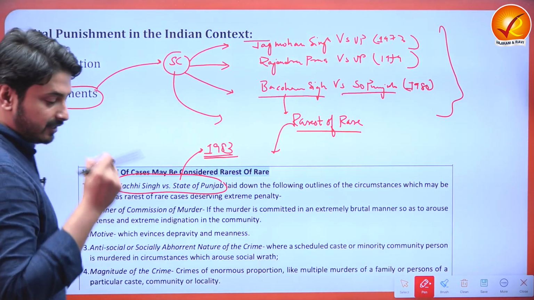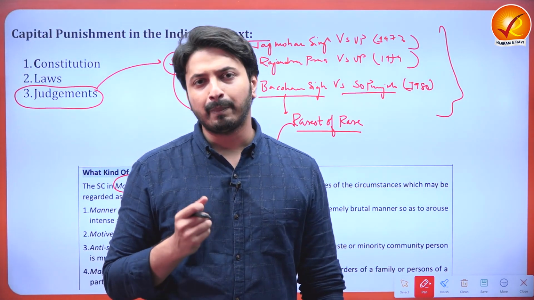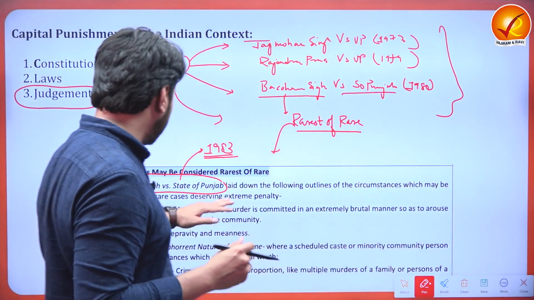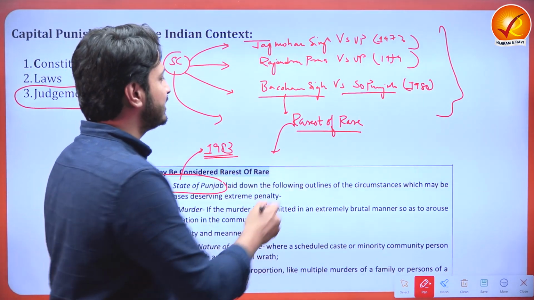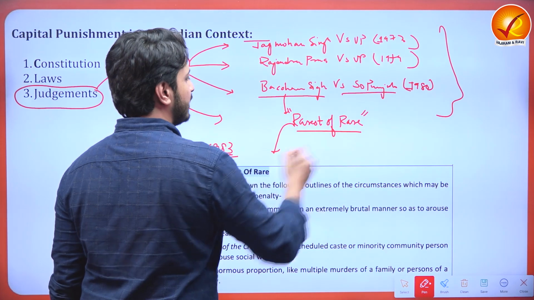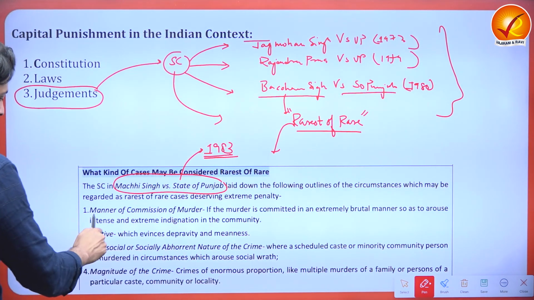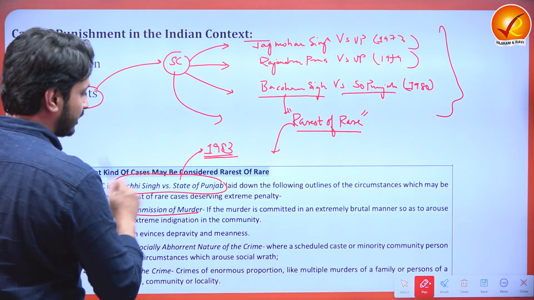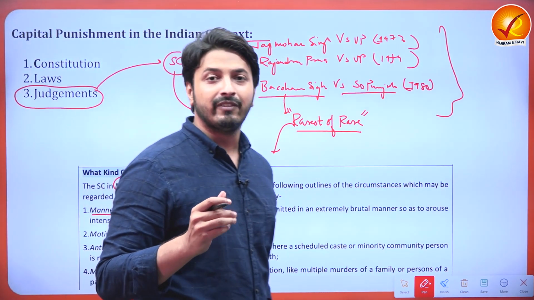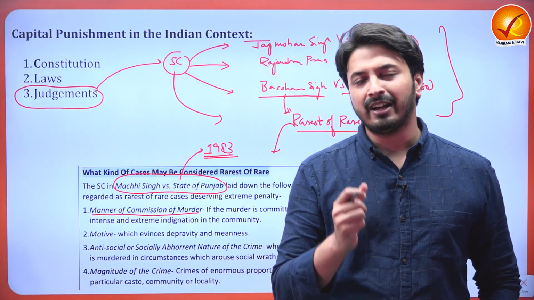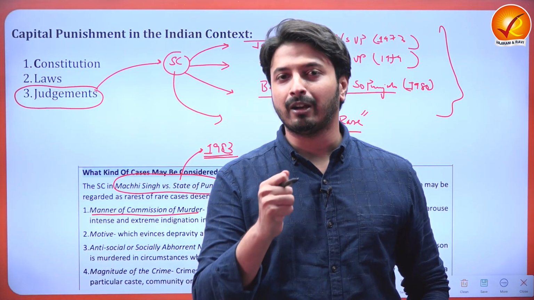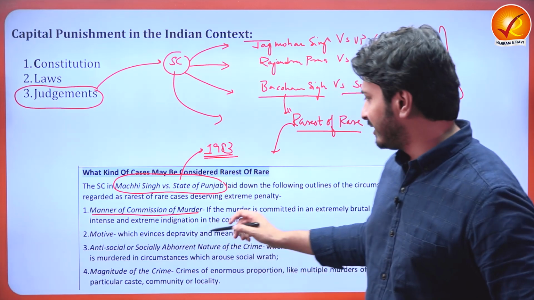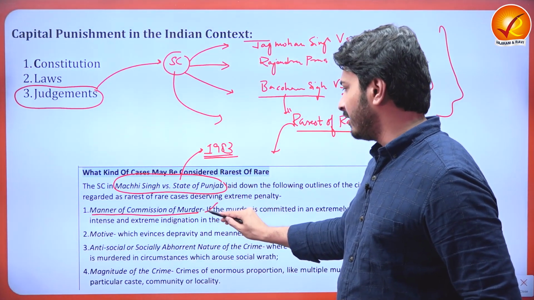And in the Machi Singh versus State of Punjab case, the Supreme Court laid down very elaborate guidelines with respect to which cases are to be considered as rarest of rare. So the first point which it mentioned was the manner of commission of murder. That if the murder is committed in a very heinous, very gruesome and very inhuman way, like it had happened in the Nirbhaya case, if you remember. So in this case, it should be provided a capital punishment.